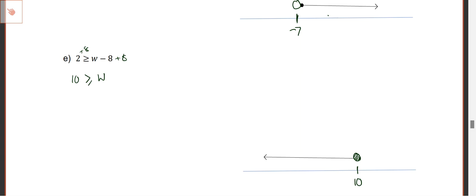And just to show you, give me a number that's less than 10. So if W equals 9, is 2 greater than or equal to 9 minus 8? Or 2 would hopefully be greater than 1. Yes, I'm good.